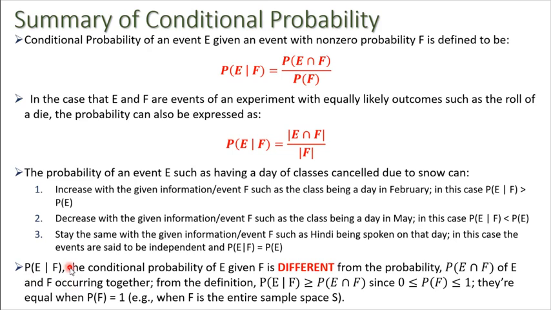And finally, I want to make one note here that the probability of E given F is different from the probability of E intersect F. The probability of E intersect F says that we're trying to find the probability that the outcome is common to both E and F. We're trying to find the probability that both E and F happen together. Whereas the probability of E given F is saying, okay, we already know that an outcome in F occurred, so what's the probability of E? What's the probability of getting an outcome in E?